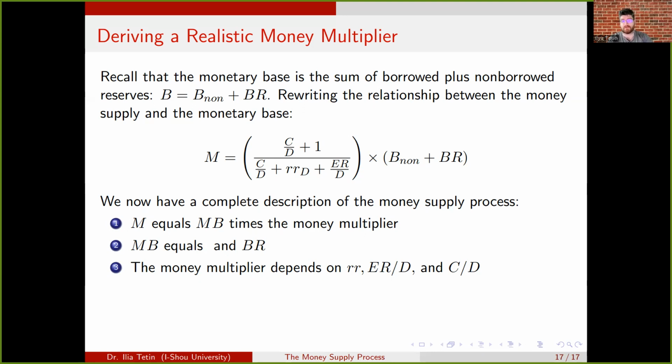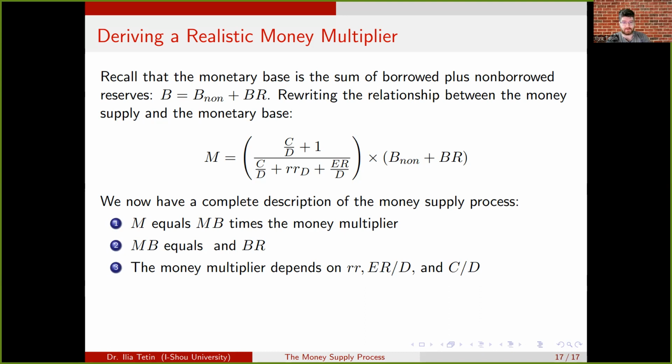The monetary base equals the non-borrowed base, which is determined primarily by the Fed through open market operations, and discount loans, which are also determined jointly by banks and the Fed. The money multiplier depends on the required reserve ratio determined by the Fed, the ratio of excess reserves to deposits determined by banks, and the currency to deposit ratio, which is determined by the non-bank public, by households and firms.